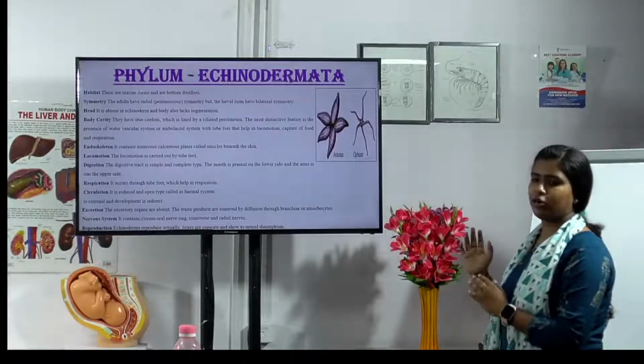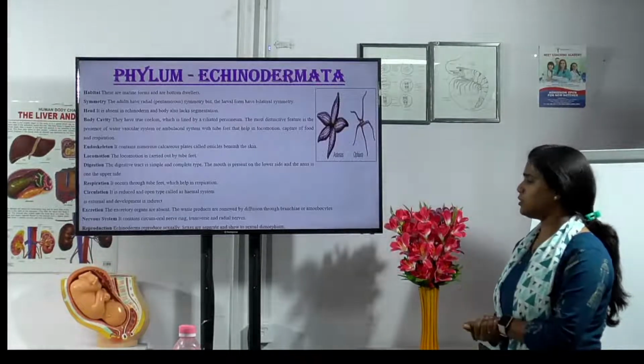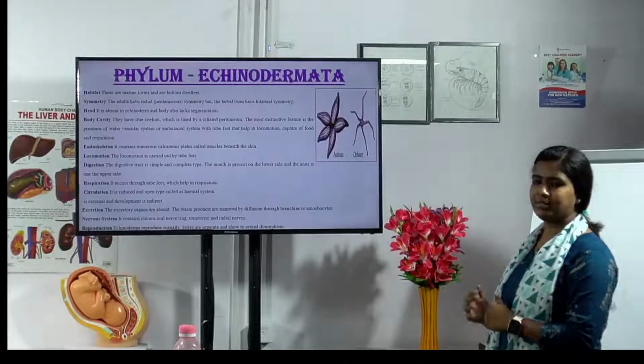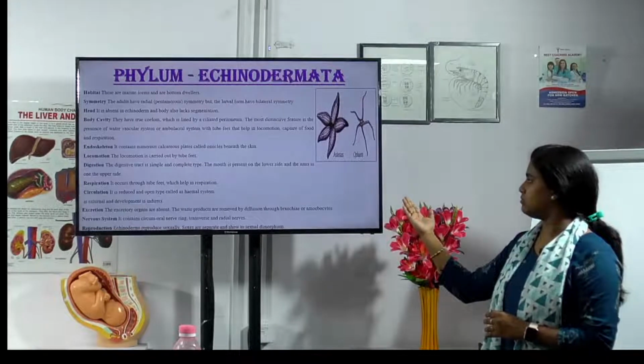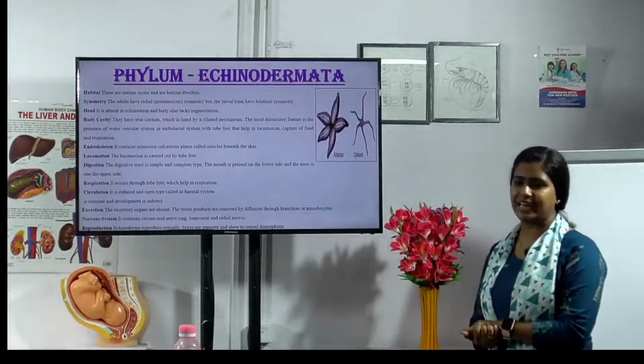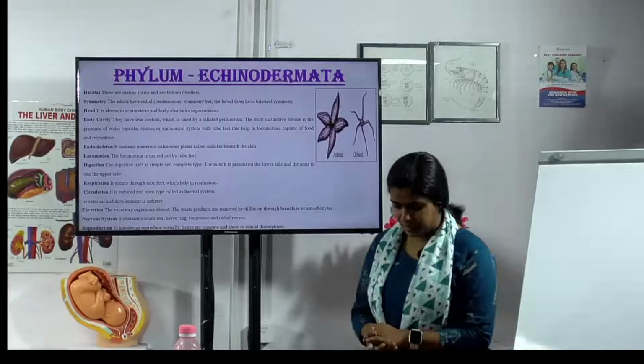Excretory organs are absent here, so waste is removed by diffusion through branchiae or amoebocytes. Nervous system contains a nerve ring, transverse and radial nerves. And reproduction is sexual, where the sexes are separate.